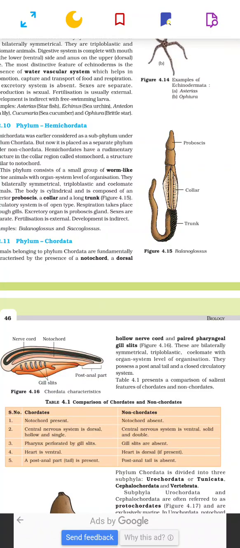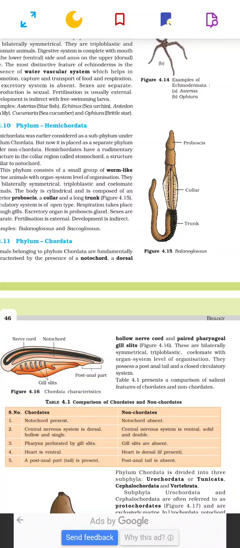Heart is ventral in chordates. Heart is dorsal, if present, in non-chordates. A post-anal tail is present in chordates and a post-anal tail is absent in non-chordates. In figure 4.16, chordate characteristics are shown.